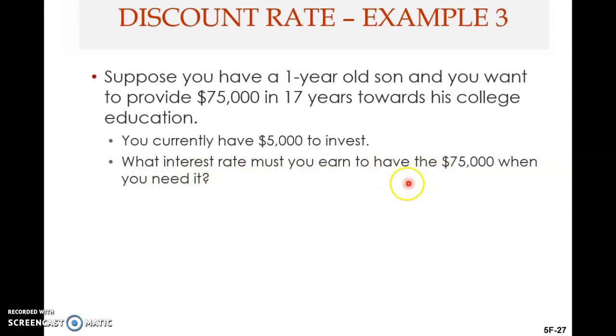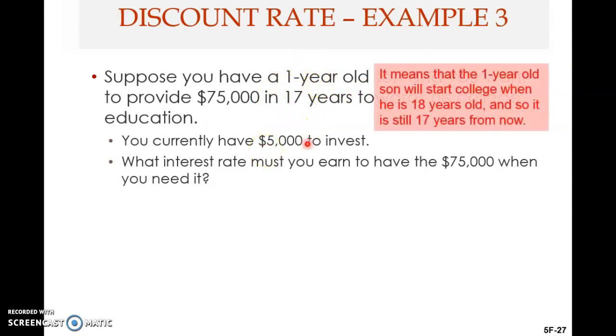So this $5,000 now becomes $75,000 after 17 years. After 17 years, the son will be 18 years old, because now the son is 1 year old, but that doesn't matter. So the key value of n here is 17. It means that the 1 year old son will start college when he is 18 years old, and so it is still 17 years from now.